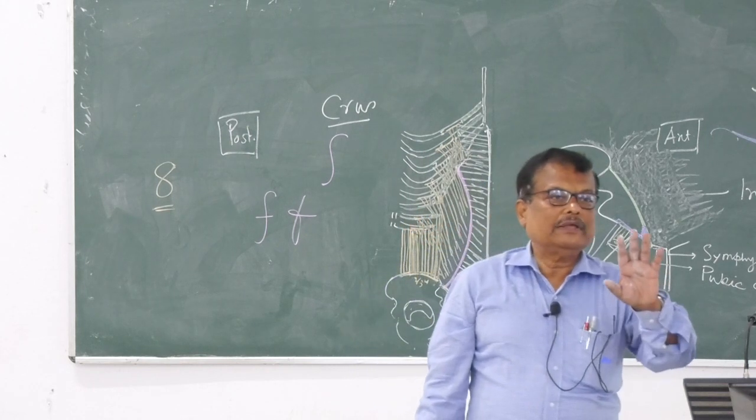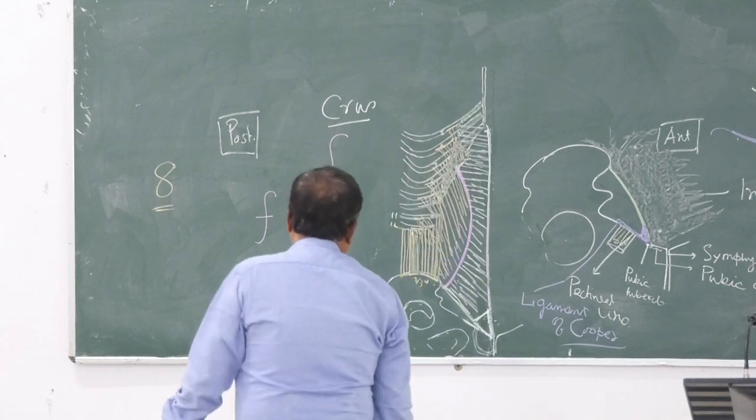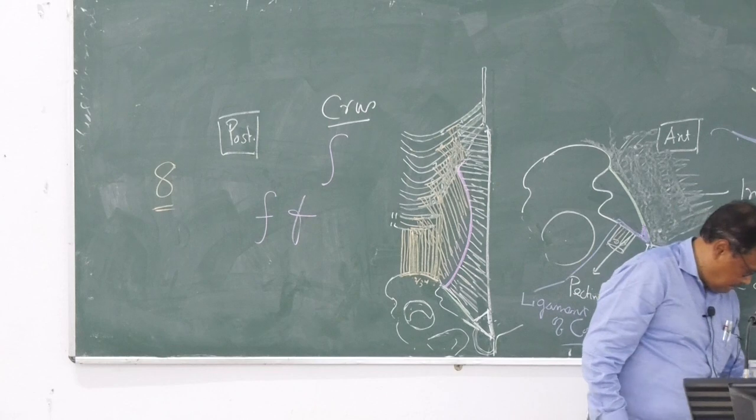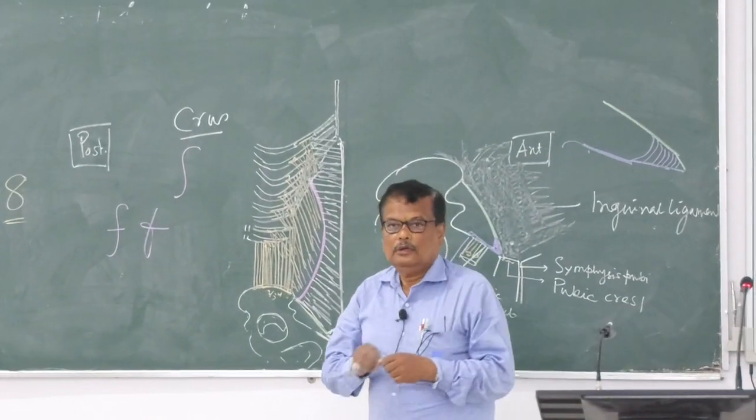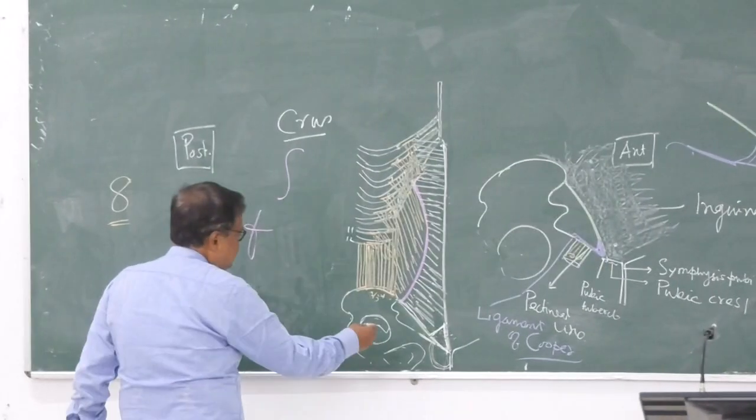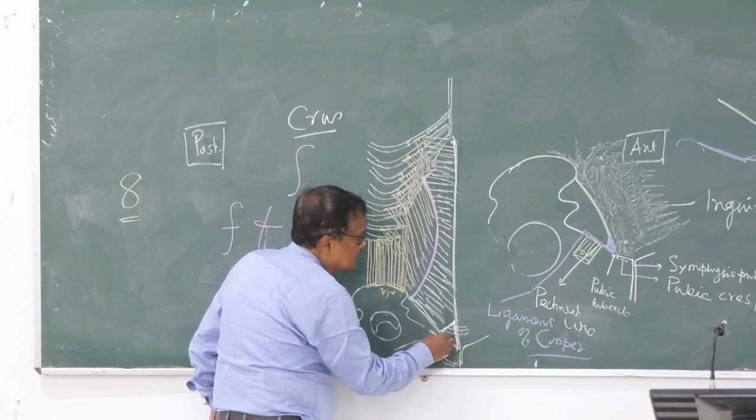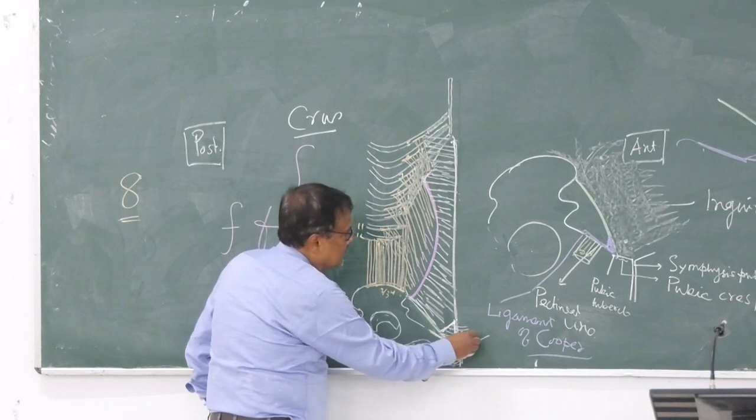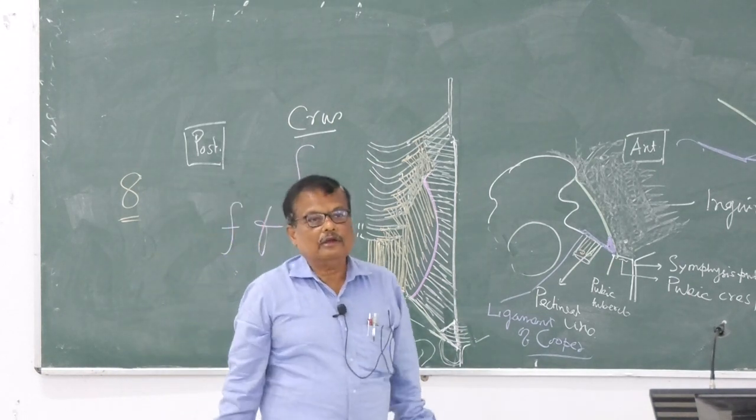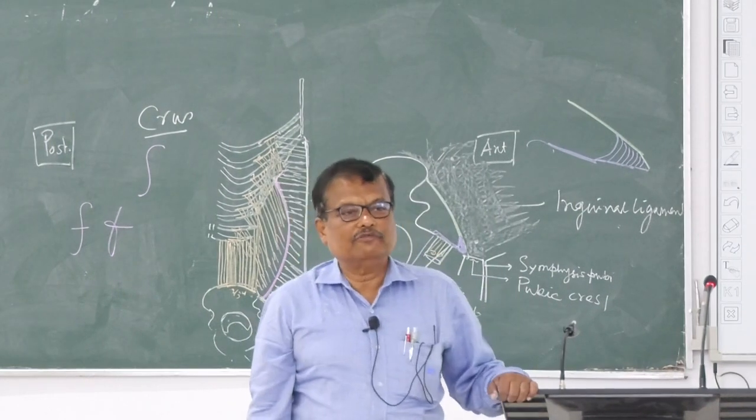Some of the fibers of the inferior or lateral crus go medially to the linea alba, and it is called the interfoveolar ligament or third crus of the superficial inguinal ring.